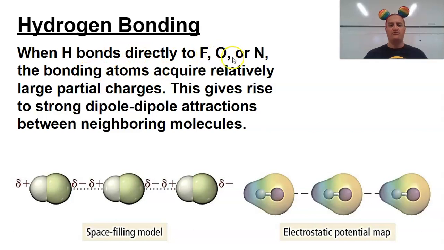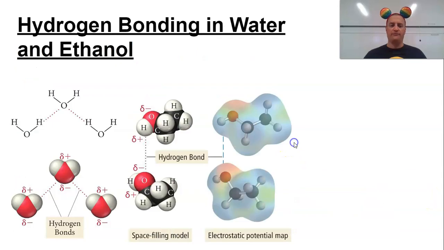Remember, they need to be attached directly, not just somewhere in the molecule, but directly attached to it, because this gives the idea that you have this big difference in electronegativity. A lot more electron density over here, very little over here, very negative, very positive end.